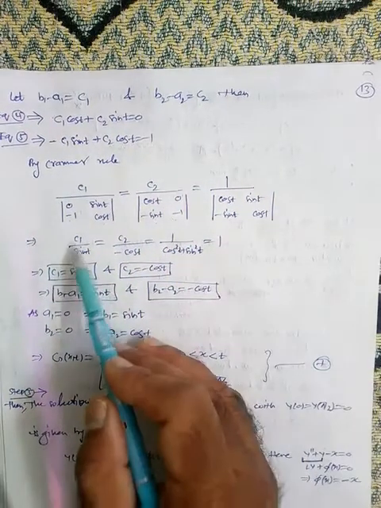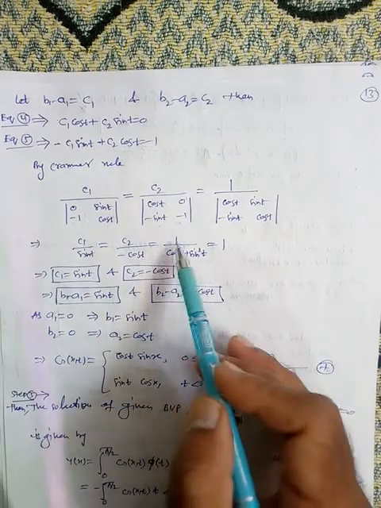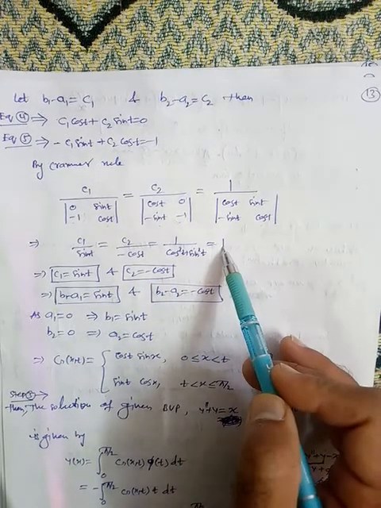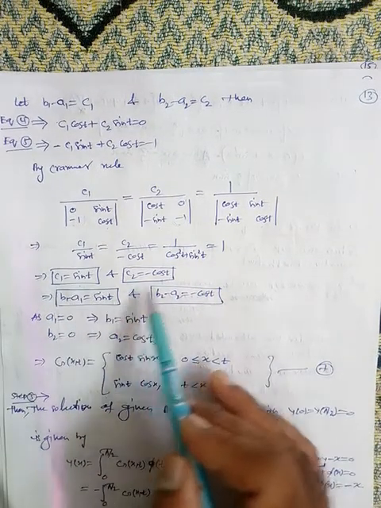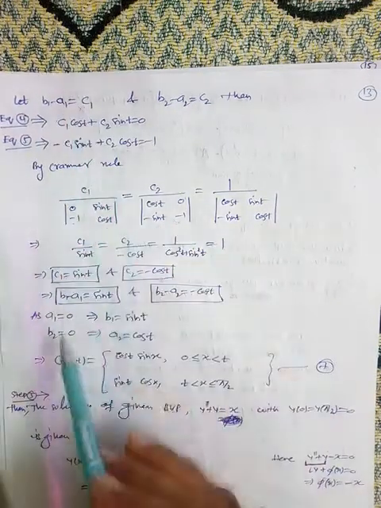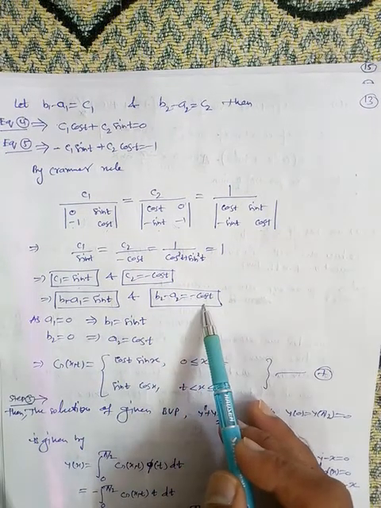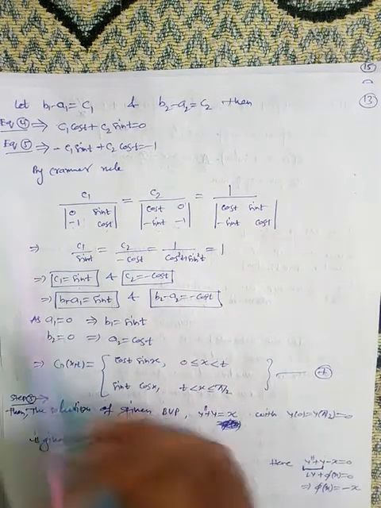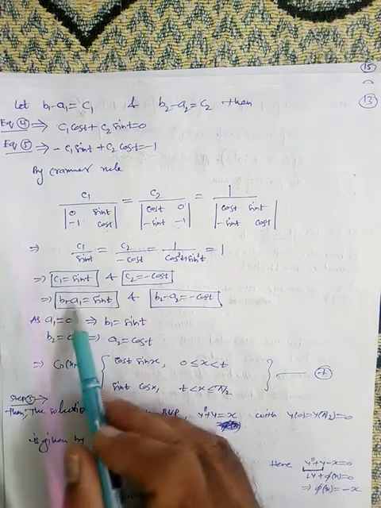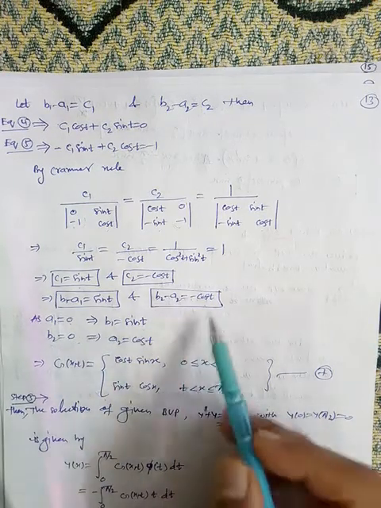Simplify this, so c1 upon sin t is equal to c2 upon minus cos t, divided by cos square t plus sin square t, which is 1. So 1 by 1 will be 1, and hence c1 is sin t, c2 is minus cos t. But what is c1? It is b1 minus a1. So b1 minus a1 is sin t, b2 minus a2 is minus cos t. But we have already evaluated that a1 is 0, so b1 is sin t, b2 is 0, that means a2 is cos t.